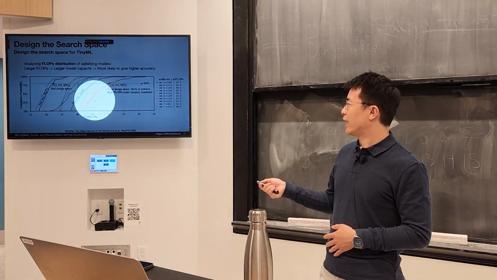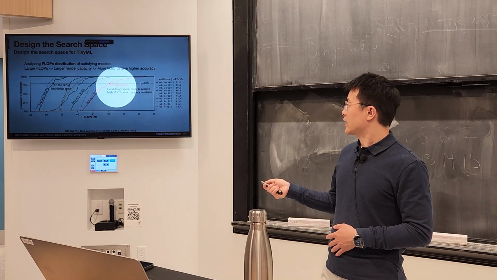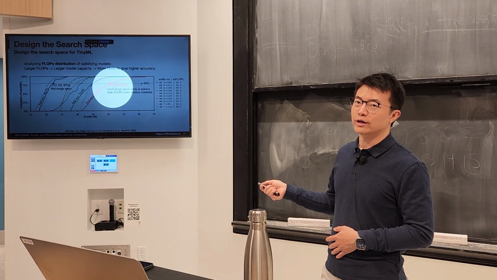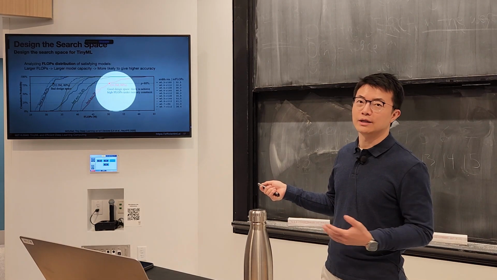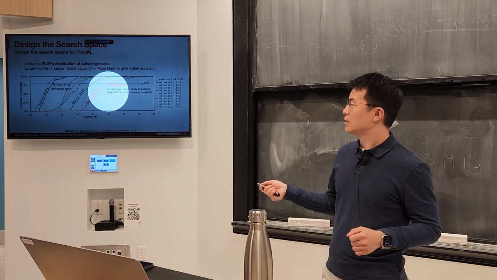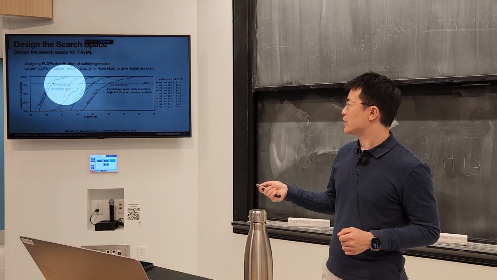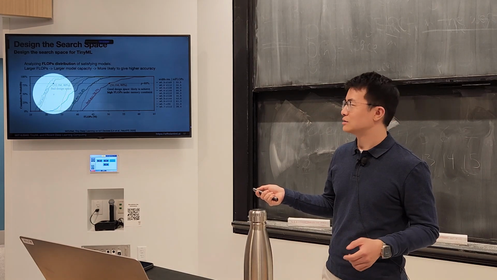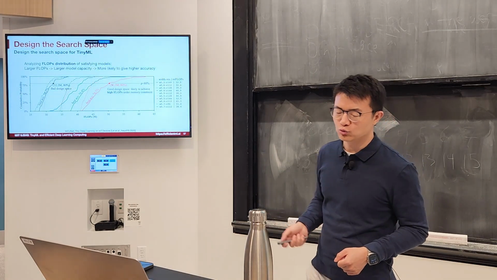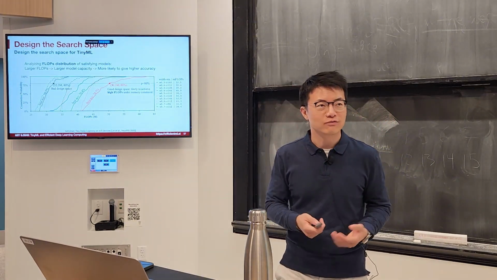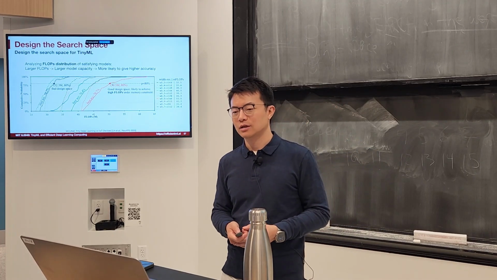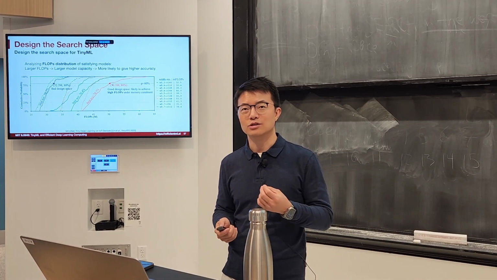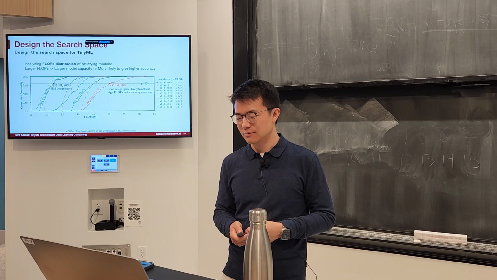So in this red design space, 80% of the models has more than 50.3 million flops. But in this black design space, 80% of the models has only 32 million flops. So the red design space can fit more flops given the same memory budget. So we consider that as a good design space.